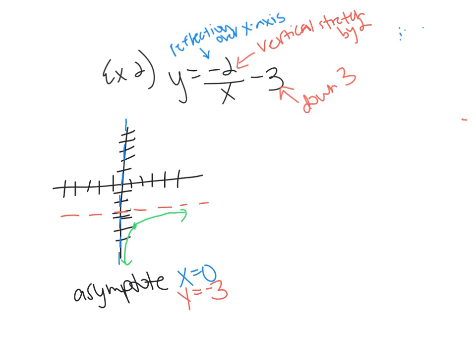So let's plug in another easy point. Negative 1, I think, would be the best point in that scenario. Of course, you can plug in any number on that side, but let's plug in negative 1. Negative 2 divided by negative 1 is positive 2. Negative divided by negative is positive. So positive 2 minus 3 is negative 1. So you have the point negative 1, negative 1.